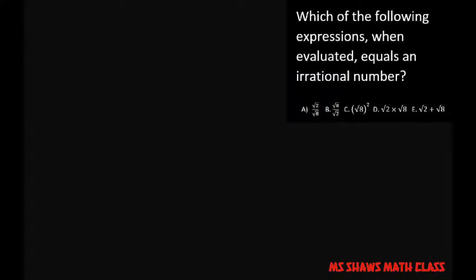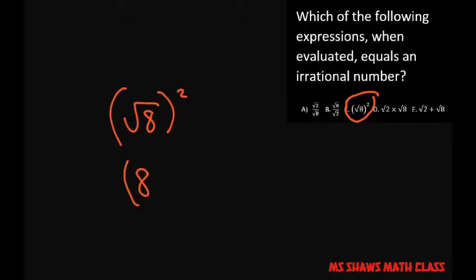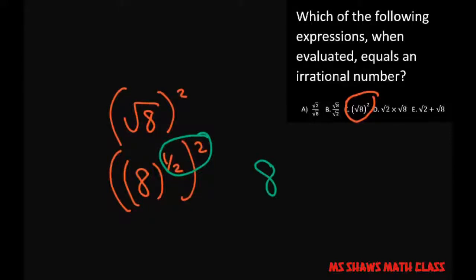Number 3, or C, is this one. So we have the square root of 8 squared. And remember, square root of 8 can be written rationally as 8 to the 1/2. And then when you square that, use your power property of exponents and multiply those 2. So 2 times 1/2 is 1. So that just gives you 8, and that can be represented as a fraction.